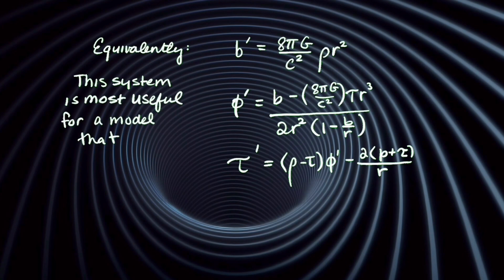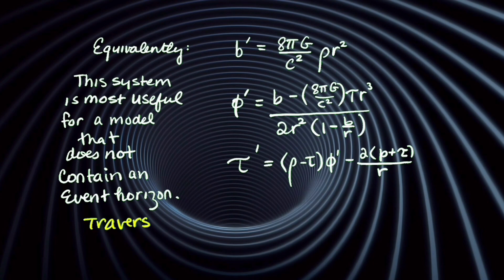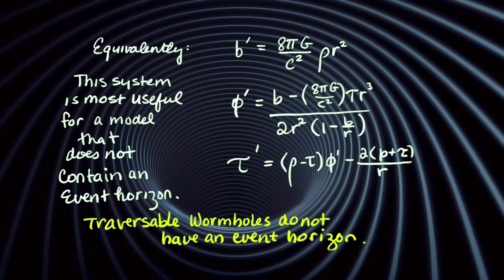This system is the most useful for a model that does not contain an event horizon. Traversable wormholes do not have event horizons. Therefore, this system is most appropriate.